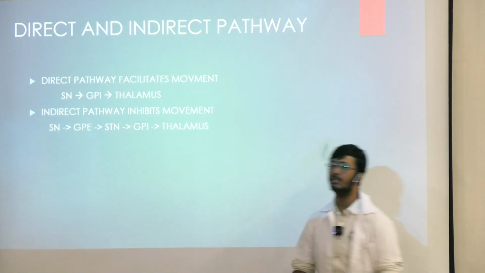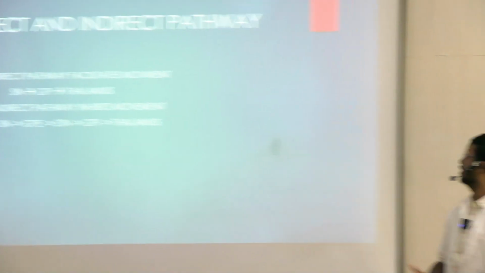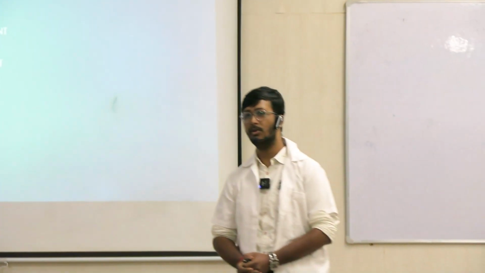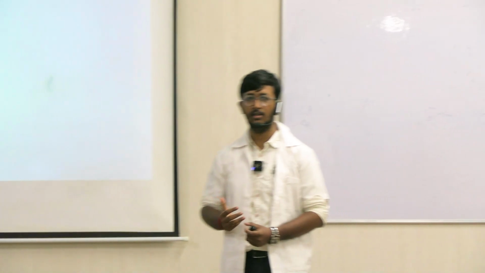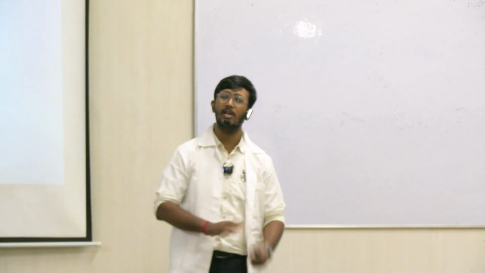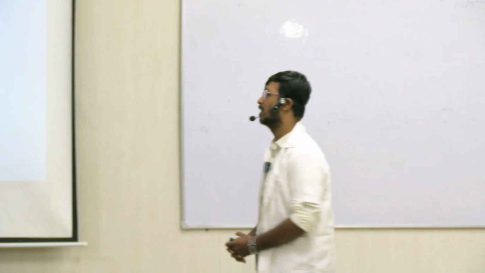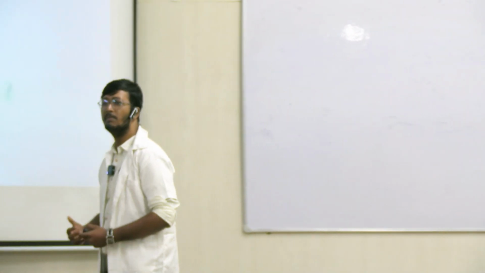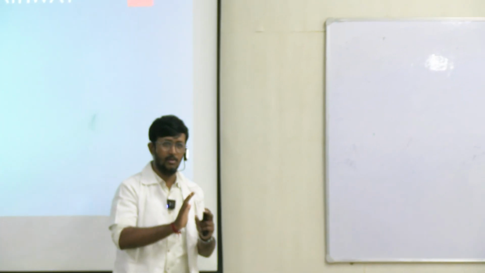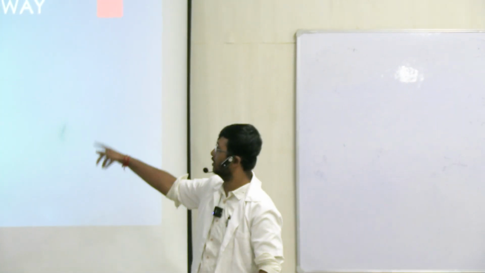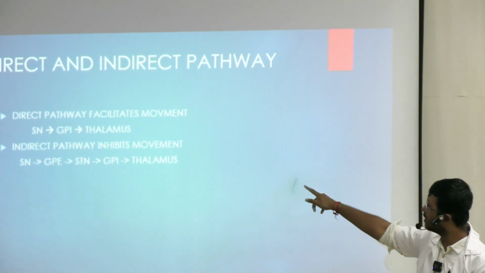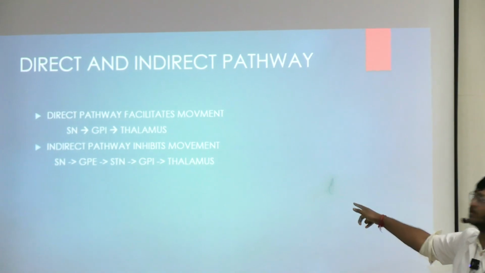Now let us understand this from a simple story. Suppose globus pallidus interna is our mother, and thalamus is our father. Father always says, okay, you can do anything, you can go anywhere. But globus pallidus interna, our mother, usually tries to restrict us and oppose father. So here also the same thing. The globus pallidus interna will always be inhibiting the thalamus, so it will always try to inhibit the movement.